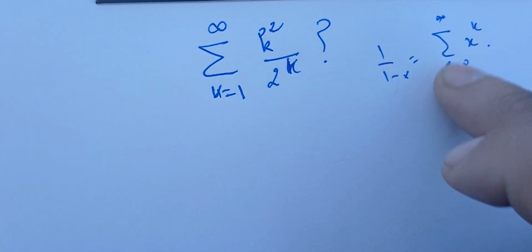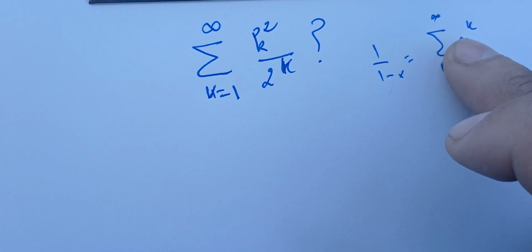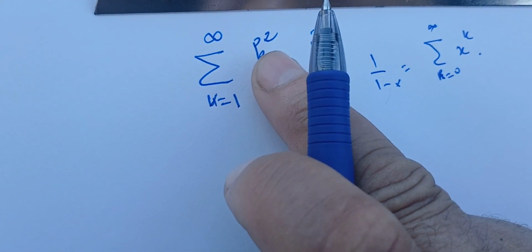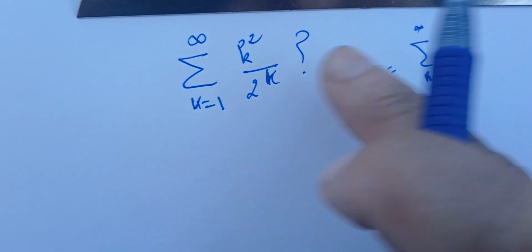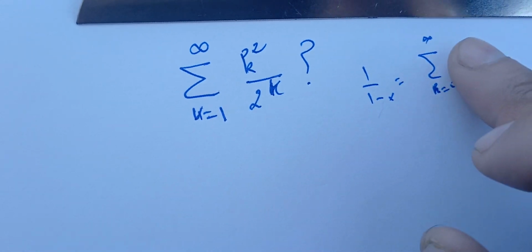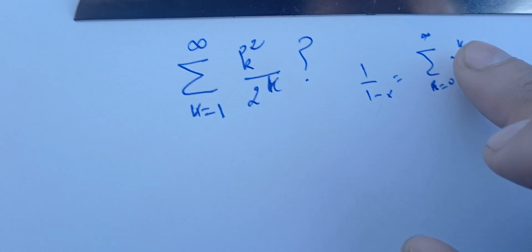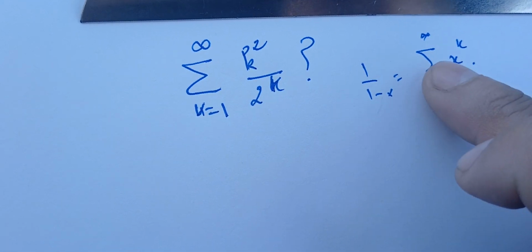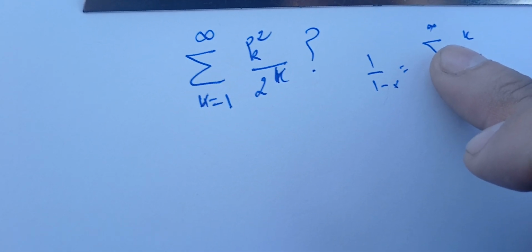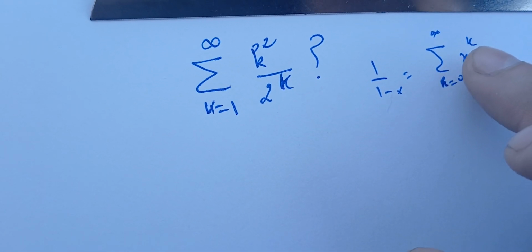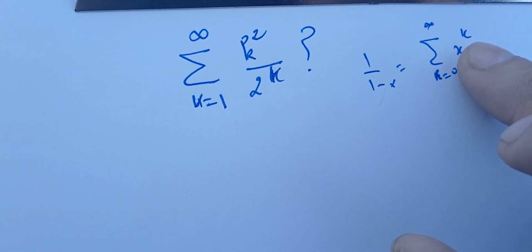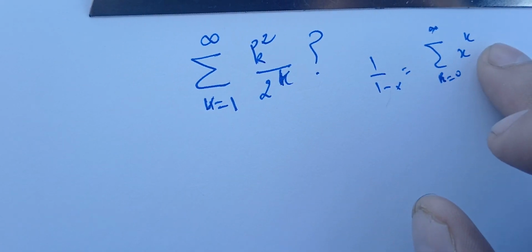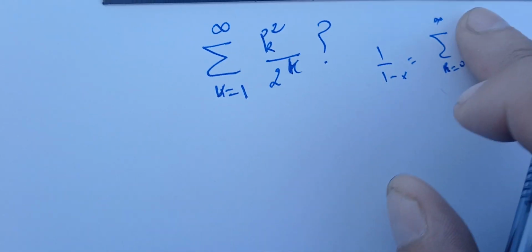Here we have to do some differentiation to get the k squared. And we see here that k squared comes from differentiating this one twice. So we have to differentiate this one to get the first k, and after that we get k minus 1. And we multiply them to get the k squared. So that's the key idea here. So first, let's differentiate this series here.